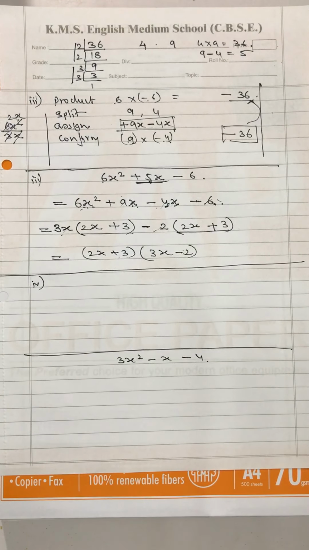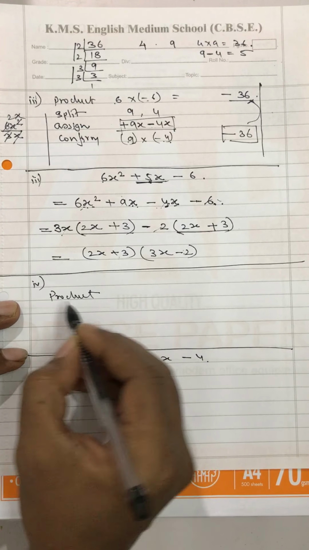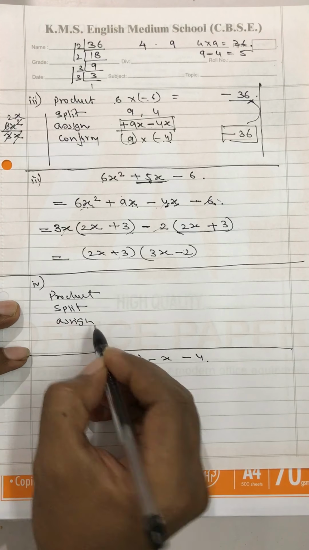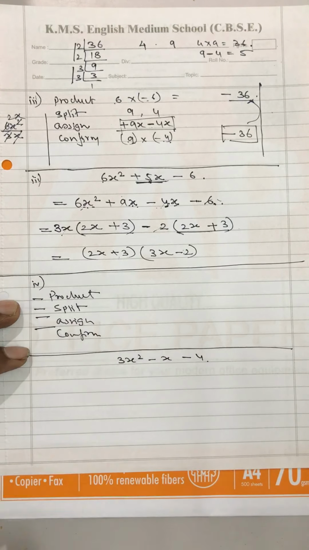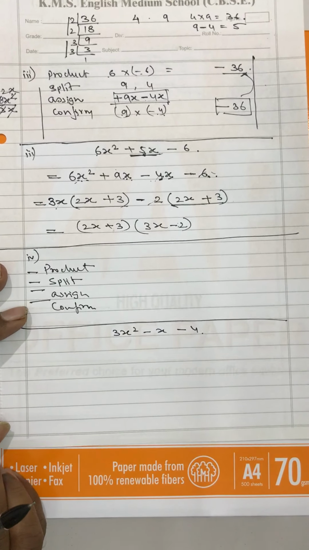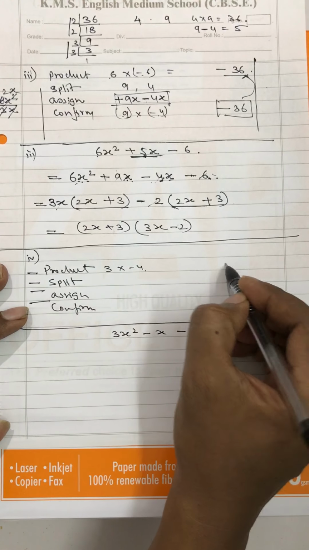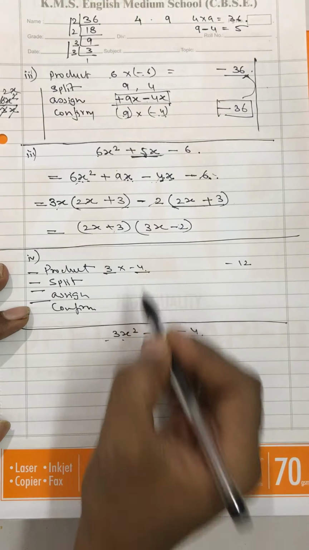Of course, first you will need to find the product. Then you will need to find the numbers to split. Then you will have to assign signs to them. And then you will have to confirm them. These 4 steps you have to do only for deciding the split. So what is the product? 3 into minus 4, minus 12. Right? Plus 3, minus 4.